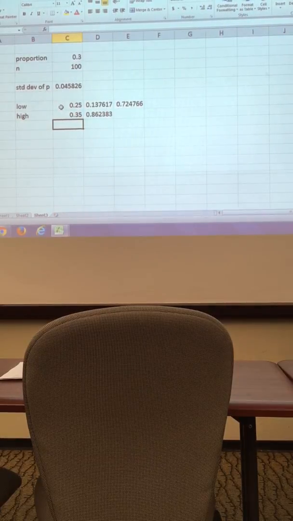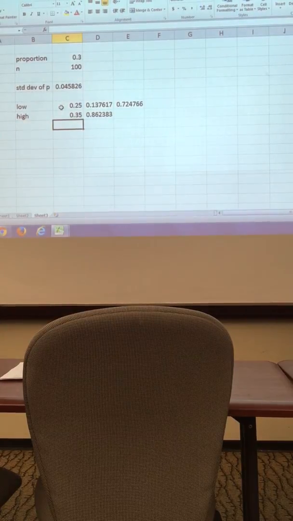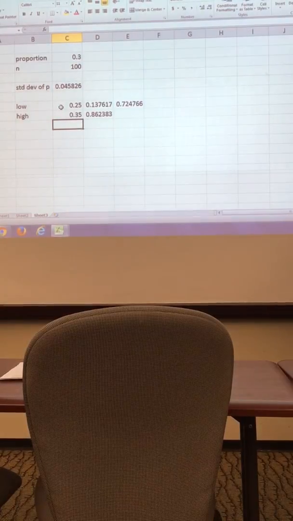Okay. So instead of being 10% above and 10% below, we're now 5% above and 5% below. It's confusing because it's percentage points and not percent of the probability. Yeah, yeah.